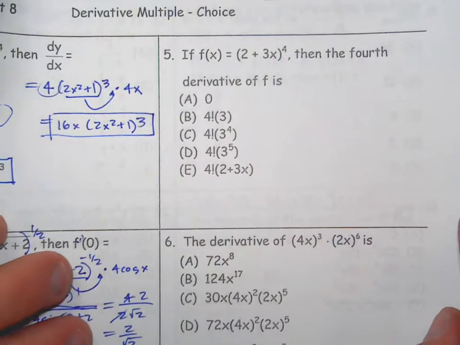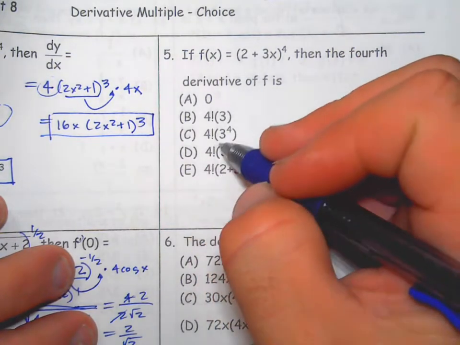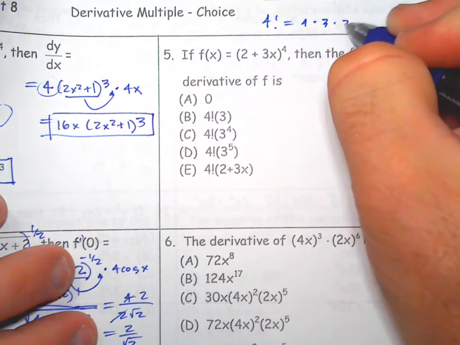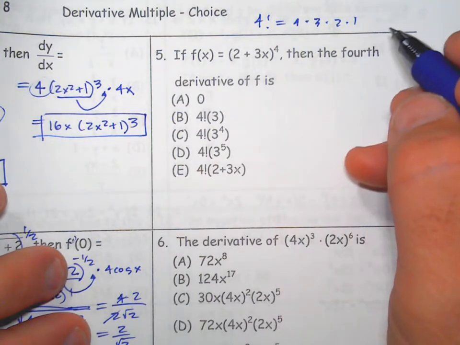Okay, number 5, we're looking for the fourth derivative. Now look at these answers. There are these exclamation marks. 4 factorial is 4 times 3 times 2 times 1. You should have seen that in previous math classes, factorials. I don't think we brought them up in this class yet.